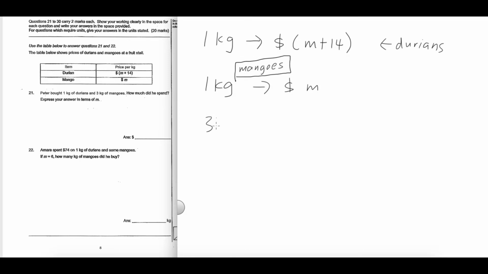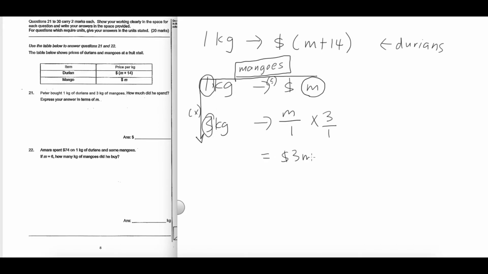Three kg will be, I like to do this. Okay, so this is a divide, and then this is a times. So we take this M, divide by 1, times 3. Okay, 3 will be 3 over 1, because it's a whole number. So your answer will just be 3M. Alright, this method will never ever go wrong.